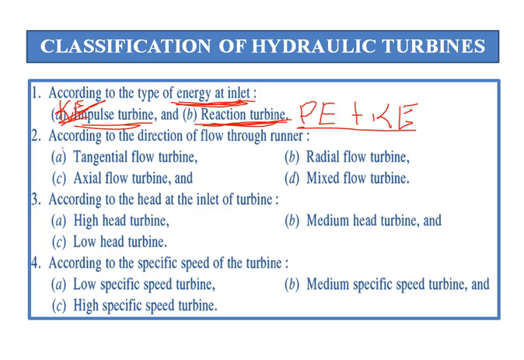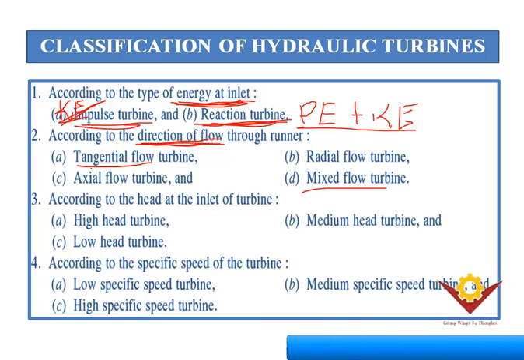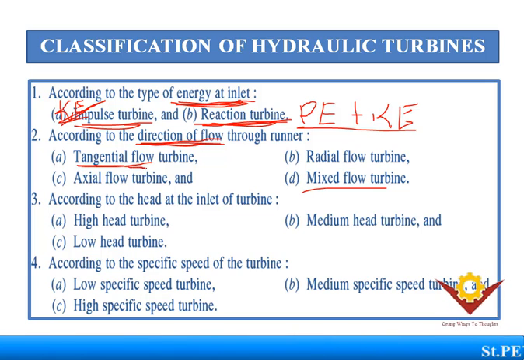The next one is according to the direction of flow. According to the direction of flow, there are four classified forms: tangential flow turbine, radial flow turbine, axial flow turbine and mixed flow turbine. First we'll see what a tangential flow turbine is. If the direction of flow is tangential to the runner or the turbine, those turbines are called tangential flow turbines.